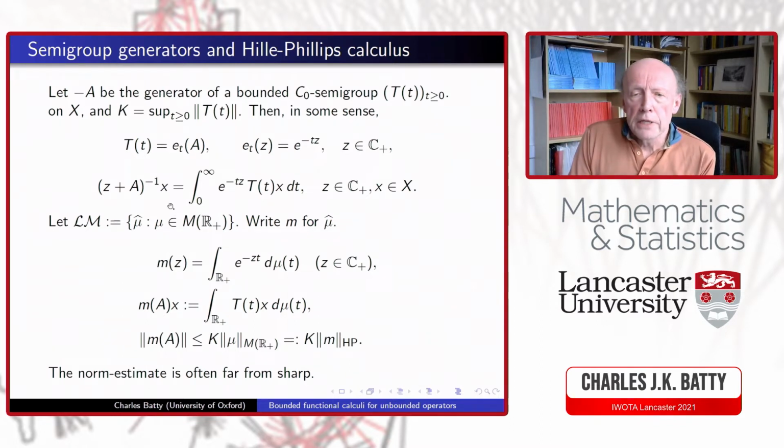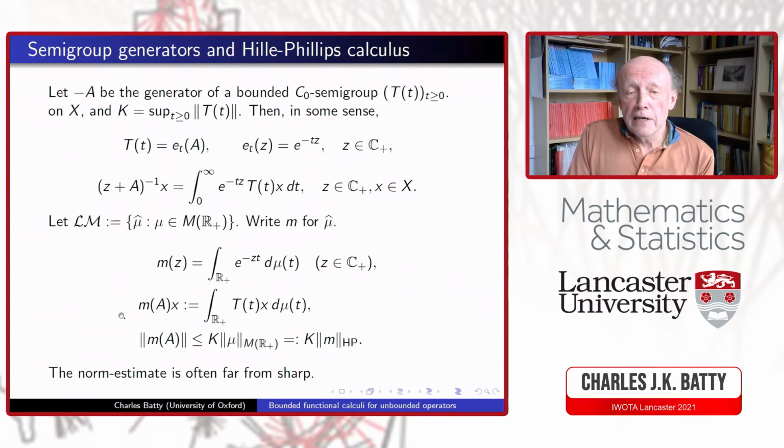And you get this formula. I put in the x's here because one needs to work in the strong operator topology rather than the norm topology usually. Now one can consider a Banach algebra here, which is called LM at this point. And this consists of the Laplace transforms mu hat for measures mu, for bounded measures mu on R plus. And I'll use M instead of mu hat here. And then M of z is given by this formula, which looks like a Laplace transform of the measure mu.